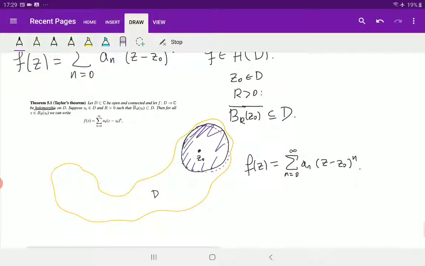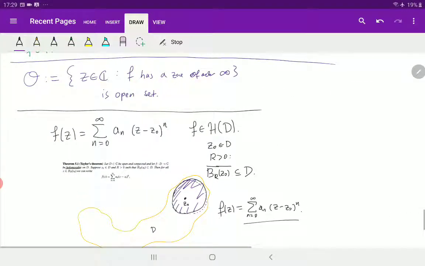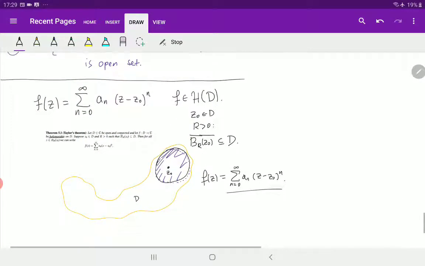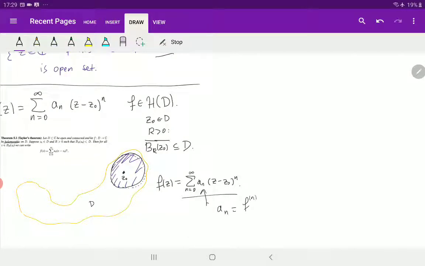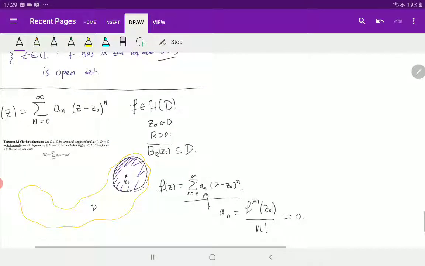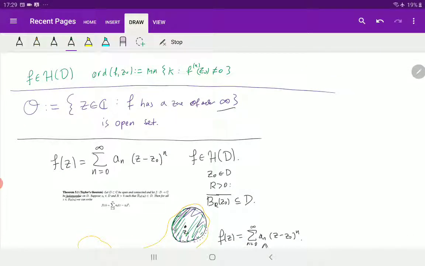However, this Taylor series around the point z0 will be valid on a neighborhood. So if f has a zero of order infinity, that means on some neighborhood of z0, the Taylor series of f exists, and each of the coefficients, given by the nth derivative at z0 divided by n factorial, are all going to vanish. And so Taylor's theorem tells us that f would have to be 0 on this open neighborhood. So that's why O is an open set.